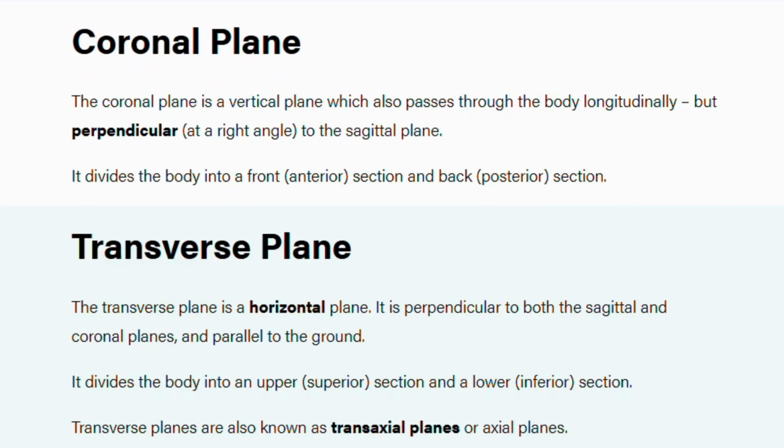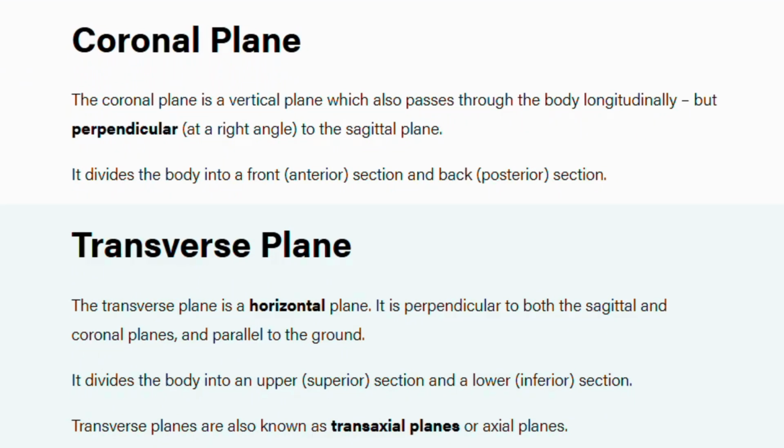Coronal plane. The coronal plane is a vertical plane which also passes through the body longitudinally, but perpendicular, at a right angle, to the sagittal plane. It divides the body into a front, anterior, section and back, posterior, section.